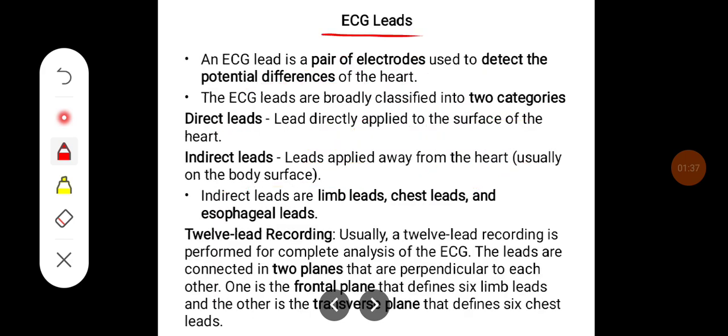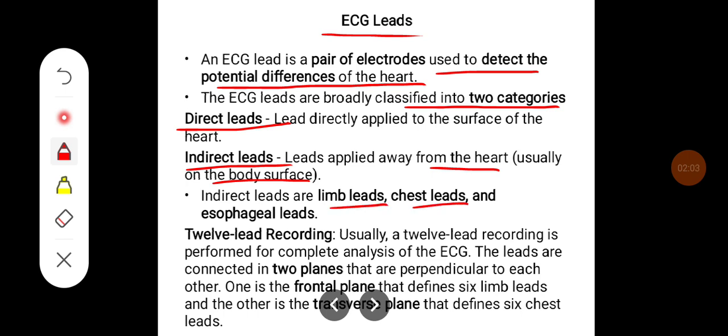ECG leads. An ECG lead is a pair of electrodes used to detect the potential difference of the heart. The ECG leads are broadly classified into two categories that are direct leads and indirect leads. Leads directly applied on the surface of the heart are direct leads, and where leads are applied away from the heart, usually on the body surface, they are indirect leads. Indirect leads are limb leads, chest leads, and esophageal leads.